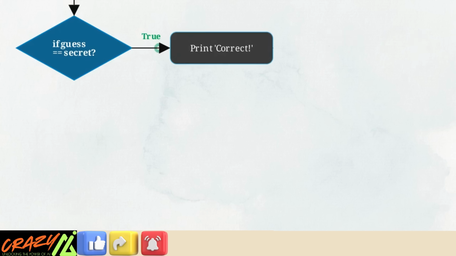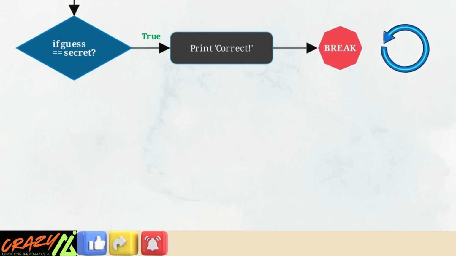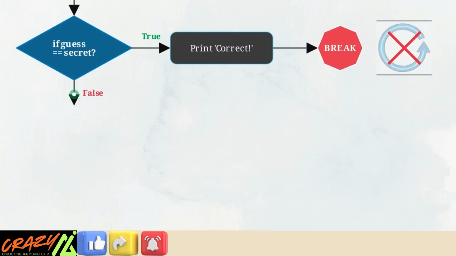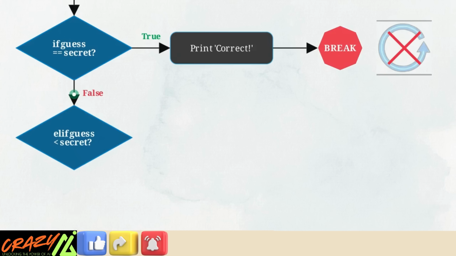This flowchart illustrates our logic path. Once the victory message prints, the program hits our break command. This immediately kills the infinite loop and safely ends the game. If the guess is incorrect, the program moves down the chain. We write an elif, short for else if, to check if the guess is less than the secret number. If it is, we print too low.